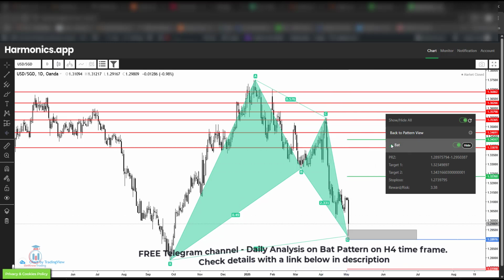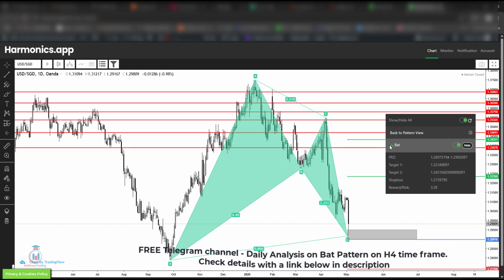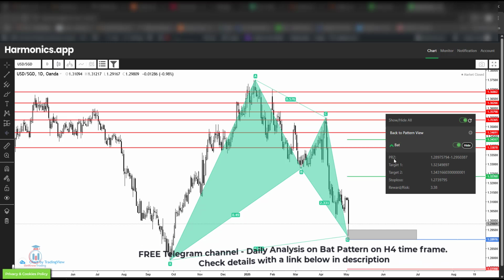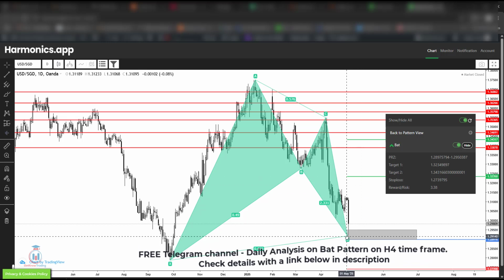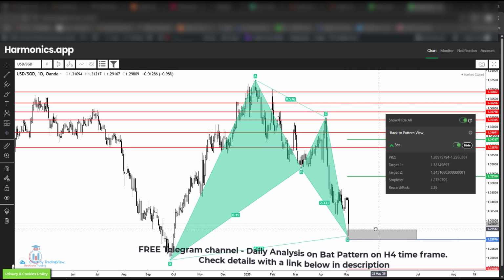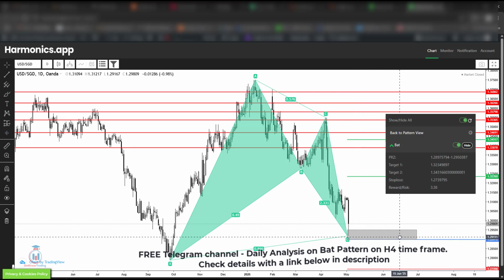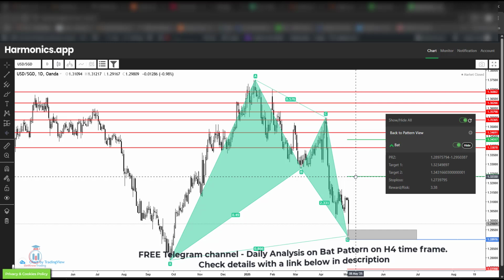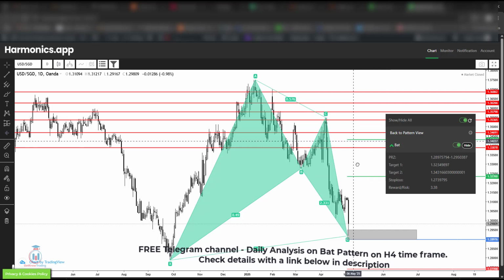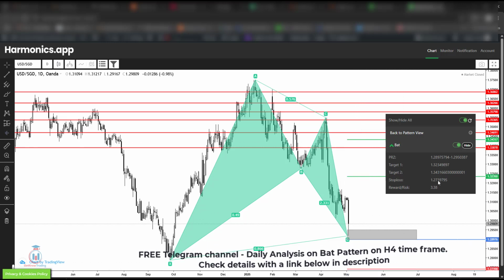Currently it is a green arrow pointing up, which means a bullish pattern. It is a Bat pattern and it has a potential reversal zone, PRZ. This is a gray area that shows you a potential entry level for you to enter the trade. Then you have target 1 and target 2, which are the first line and the second line. And we have a red line as a stop loss.